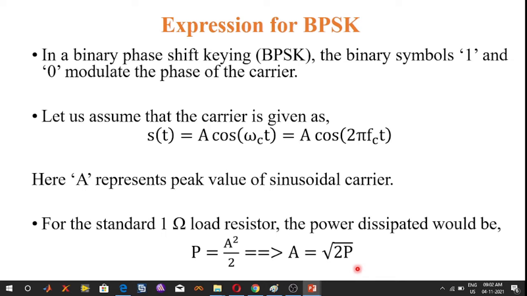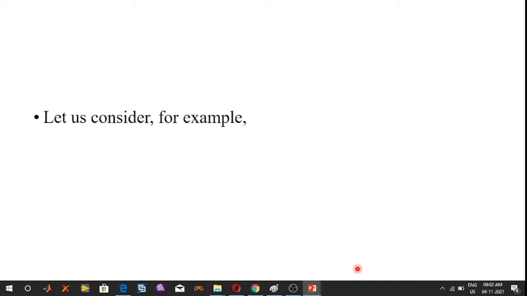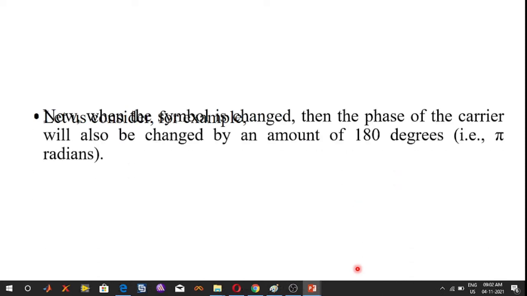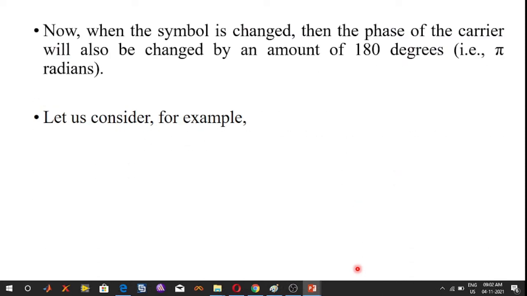Now, when the symbol is changed, meaning it changes from binary symbol 1 to binary symbol 0 or binary symbol 0 to binary symbol 1, then the phase of the carrier will also be changed. The phase of the carrier will be changed by an amount of 180 degrees. Once again, when the symbol changes from binary symbol 1 to binary symbol 0 or binary symbol 0 to binary symbol 1, the phase of the carrier wave will also change by 180 degrees.